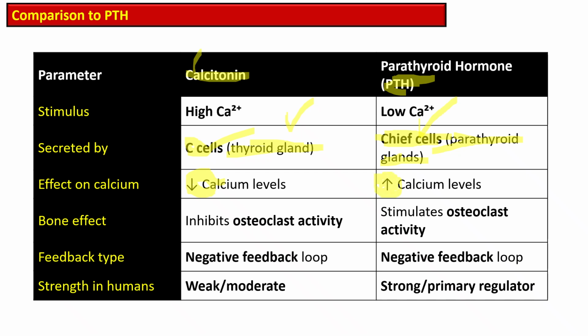While on the bone, the calcitonin inhibits the osteoclastic activity, while the parathyroid hormone stimulates the osteoclastic activity, and both are regulated by a negative feedback loop. The response of the calcitonin in humans is weak to moderate, while in the parathyroid case, the response is strong, and this is the primary regulator of the calcium concentration, against low calcium concentration.